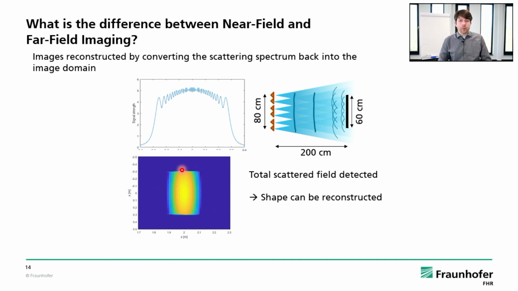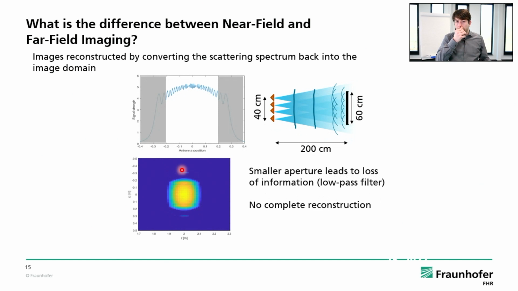If we restrict ourselves, so we don't have an 80 centimeter wide antenna array, but a 40 centimeter antenna array, so it's just smaller, you only see a part of the information. The rest is just scattered away from your imager and lost in free space. If we do that, we lose signal, and so we cannot fully reconstruct the image. What you see is the center, because what is scattered from the center is still measured by the radar array.